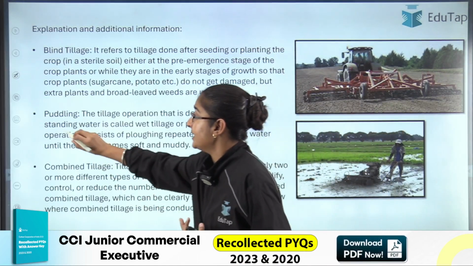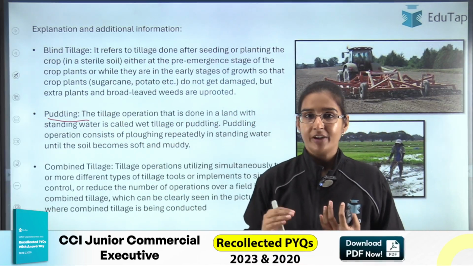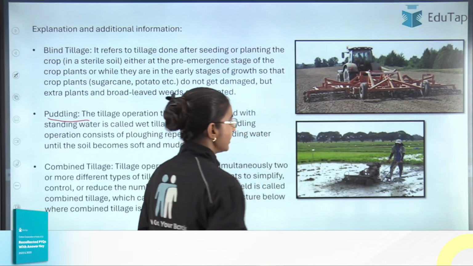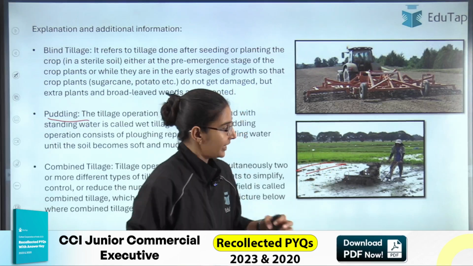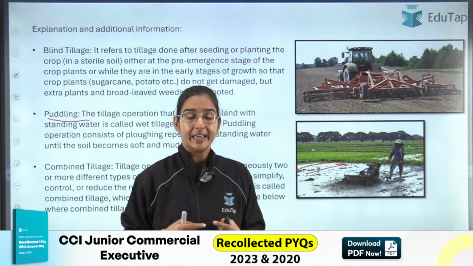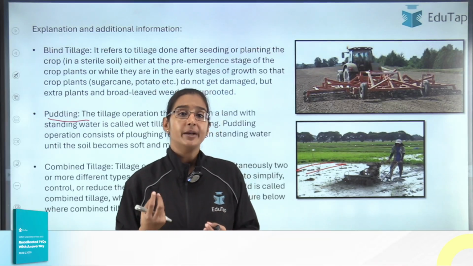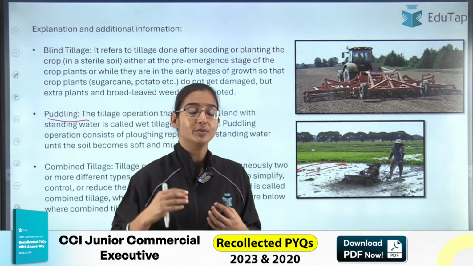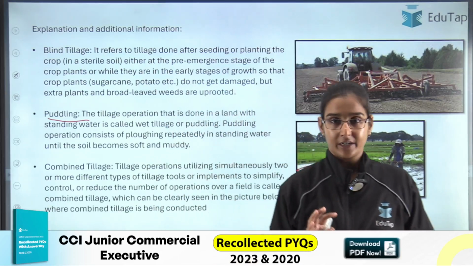Okay, now the next option that we had was puddling. In puddling, what we do is we carry out the plowing activity in standing water. Essentially it is done for crops like rice, where there is standing water in the field, right? Here in this picture, you can see the person carrying out the practice of puddling. In puddling, we do plowing repeatedly again and again until the soil becomes soft and muddy, right? And it is done especially for those crops where we require standing water in the field, right? So that is the activity of puddling.